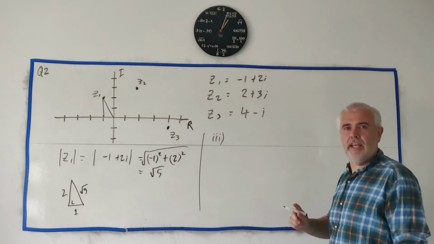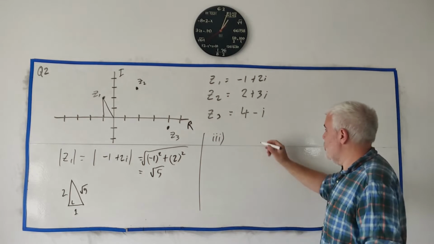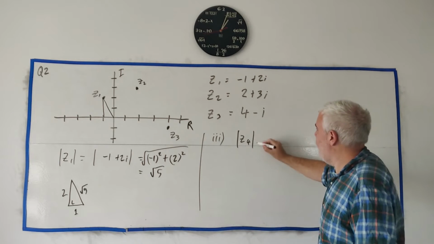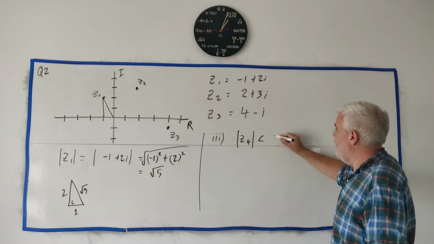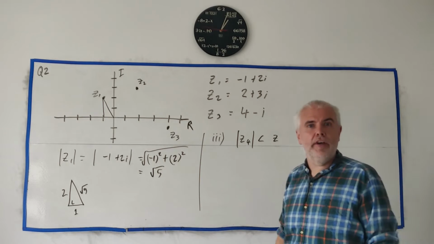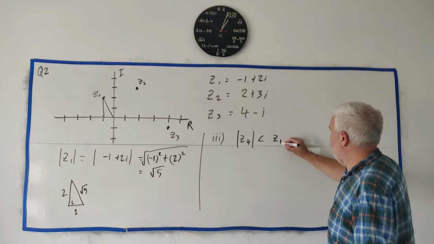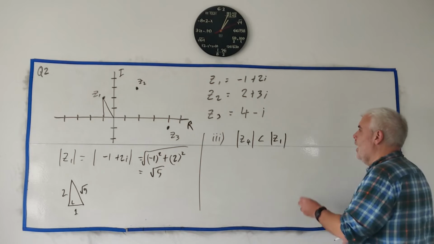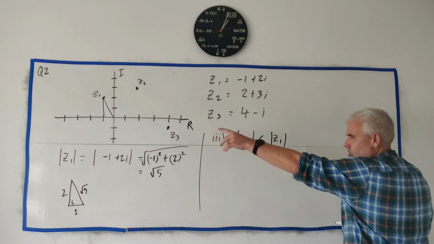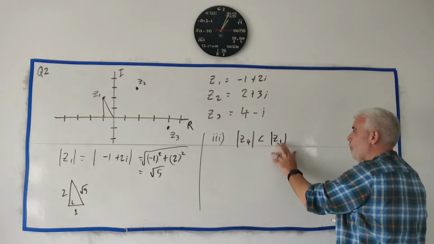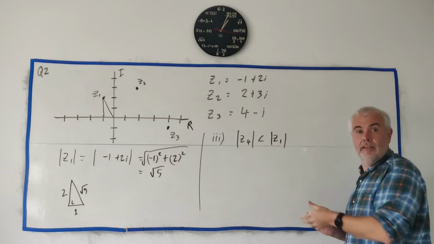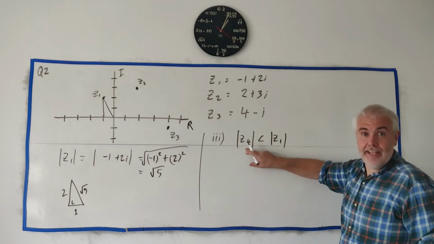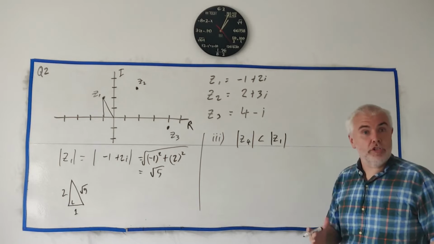In part 3, they tell us there's some new number, Z4, and they want you to make that up. But they tell you the modulus of Z4 is less than the modulus of Z1. Oh, less than. My notes has greater than, so my notes are wrong. So what does this mean? Well, what I just did with the triangle, the modulus of Z1 is the length to the middle. So saying something is less than that, it means we're going to be closer to the middle.